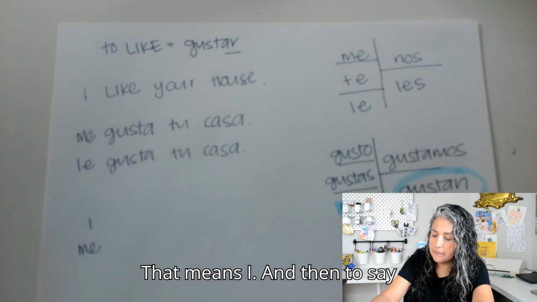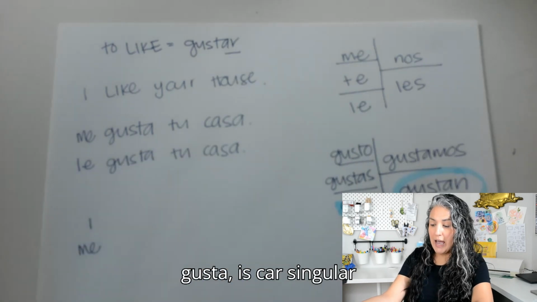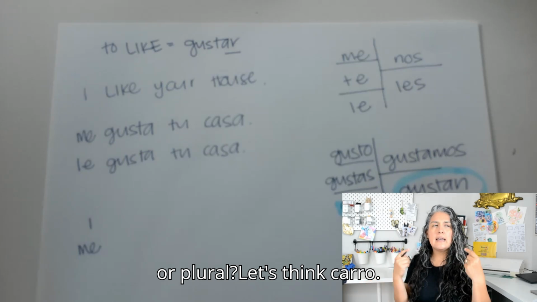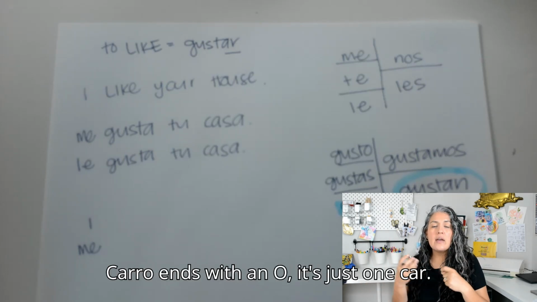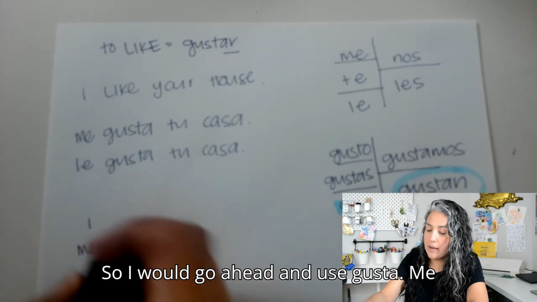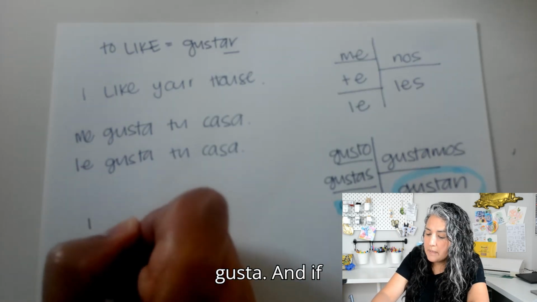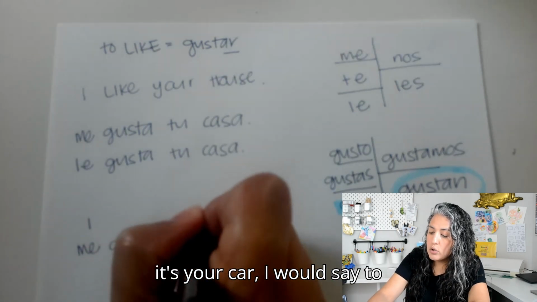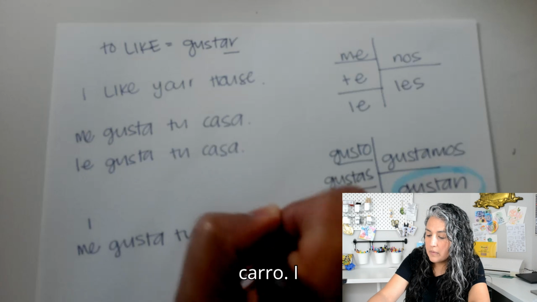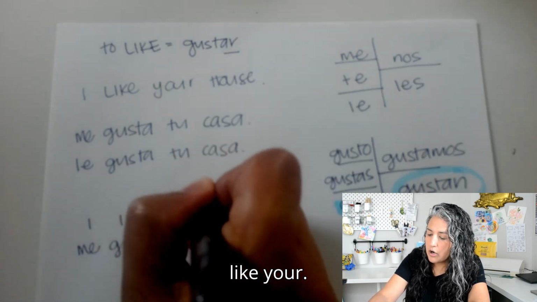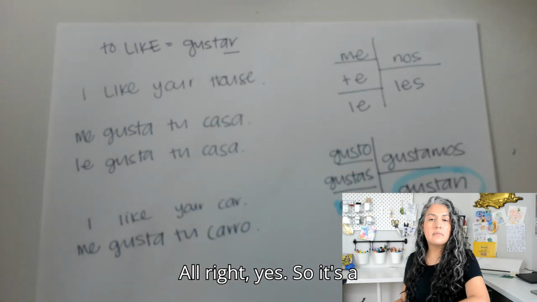That means I. And then to say gusta, is car singular or plural? Let's think. Carro. Carro ends with an O. It's just one car. So I would go ahead and use gusta. Me gusta. And if it's your car, I would say tu carro. I like your car. Yes?